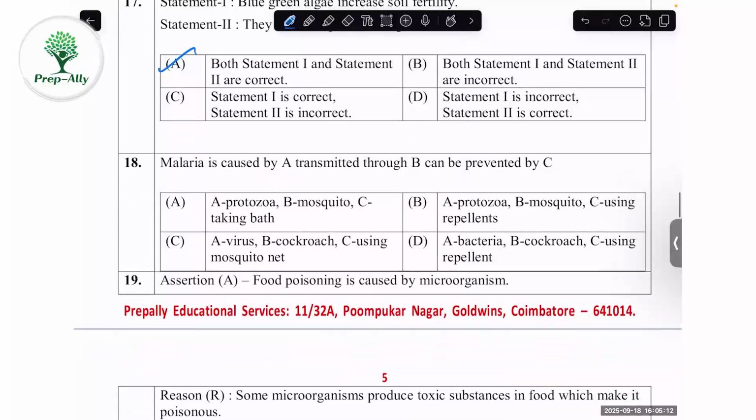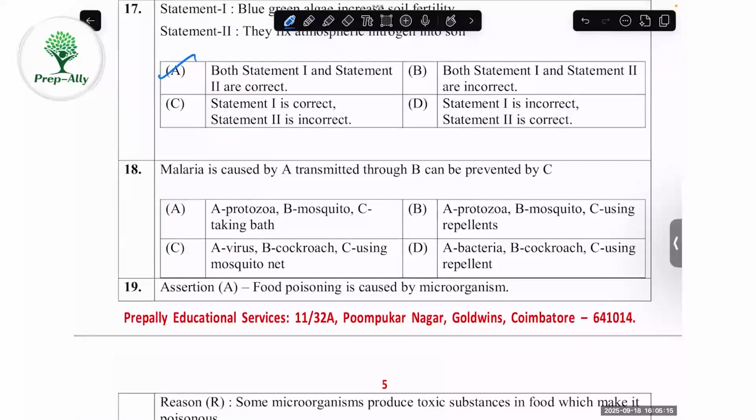18th question. Malaria is caused by A, transmitted through B, can be prevented by C. We have to find what A is. I've told you malaria is caused by Plasmodium, which is nothing but a protozoan. Option A has protozoa, option B also has protozoa. Option C has virus and option D has bacteria. So C and D are not correct.